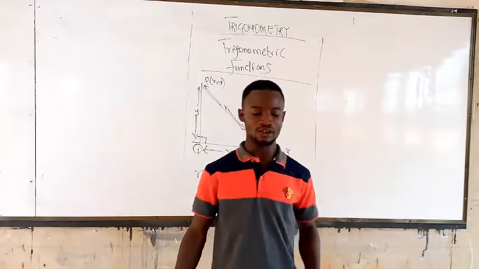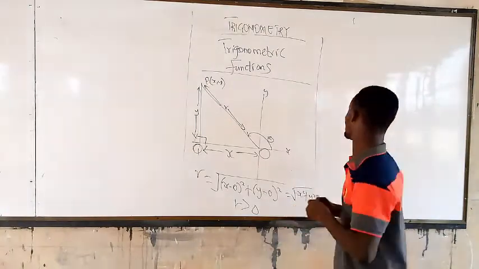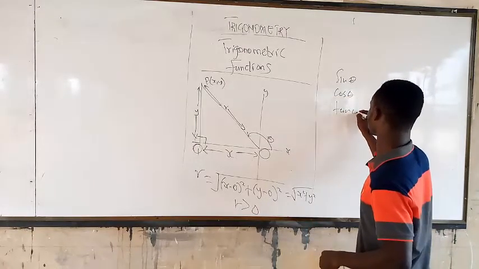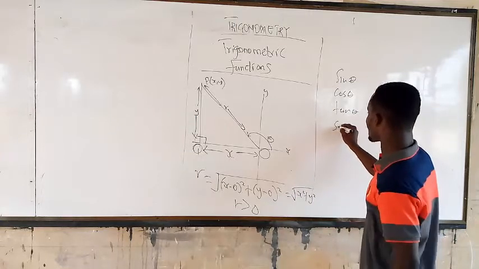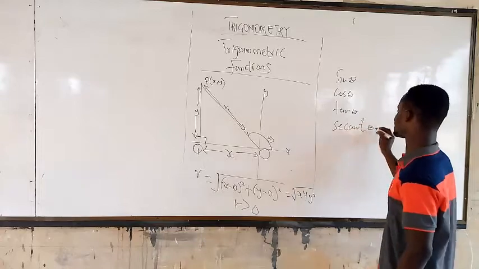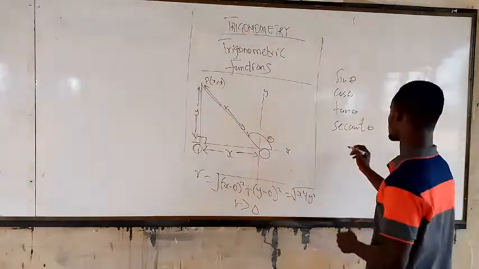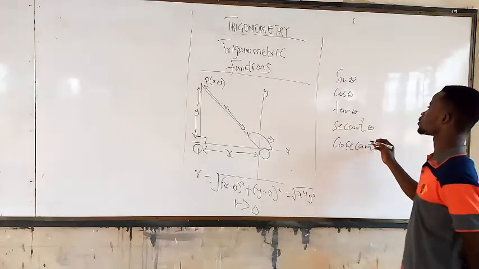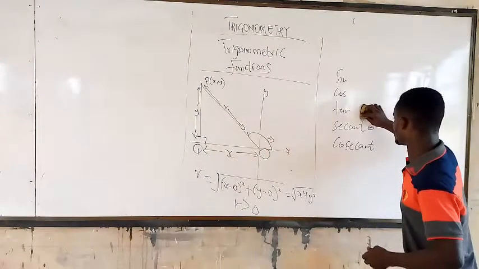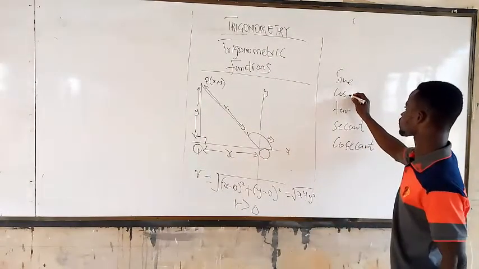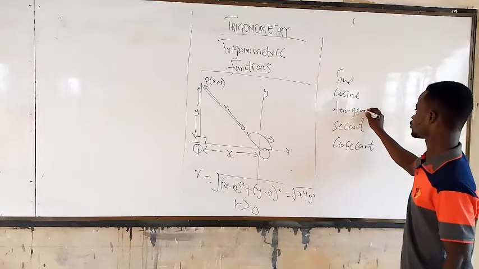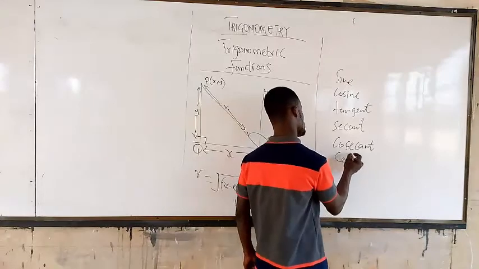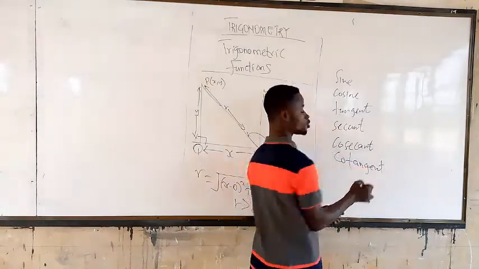Alright, so now the six trigonometric functions of theta are, we have sine theta, we have cos theta, we have tan theta, we have secant theta, we also have cosecant, and the last one is cotangent. Alright.